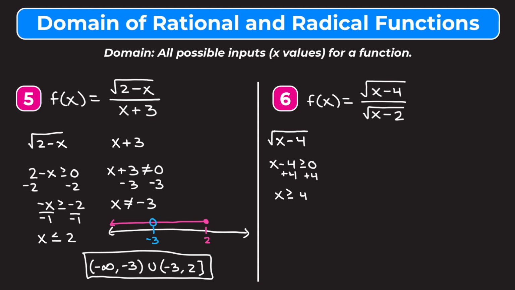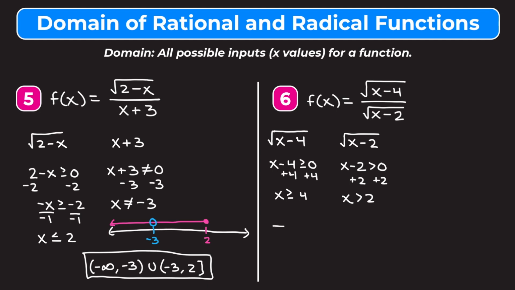And now in the denominator, we have x minus 2 under our root. Because that root's in our denominator, whatever's under it has to be greater than 0. It can't equal 0 because our denominator can never equal 0. So we're going to add 2 to both sides. So we get that x is greater than 2. And now we need both of these things to be true in order for this function to work.